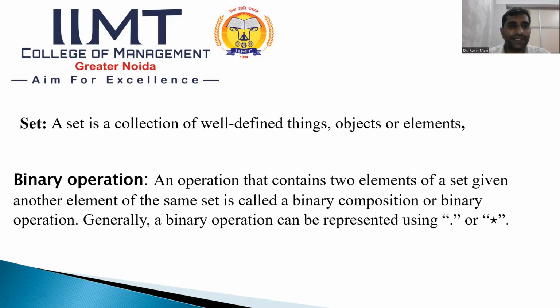First topic, set. A set is a well-defined collection of distinct objects. For example, the set of natural numbers, the set of real numbers, the set of integers. Binary operation: an operation that takes two elements of a set and gives another element of the same set is called a binary composition or binary operation. Generally, a binary operation can be represented using a dot or a star.